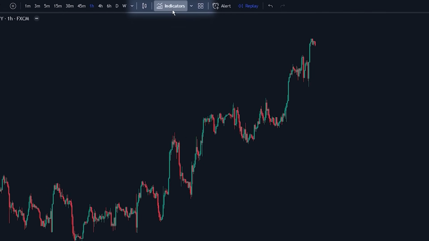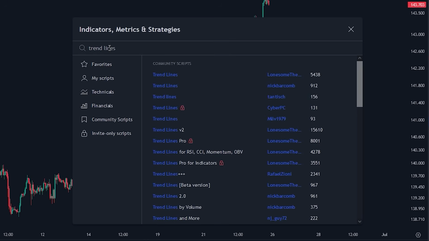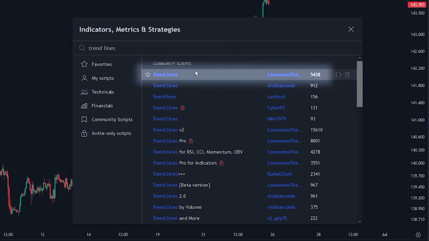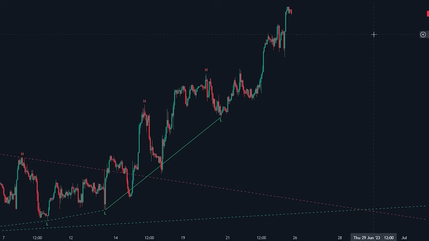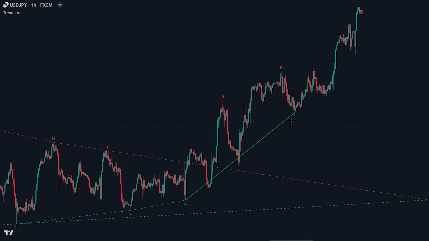Navigate to the Indicator Search tab and search for the Trendlines indicator. Select this indicator made by Lonesome the Blue and add it to the chart. As you can see, now that we have added the indicator to the chart, we can easily identify trend lines.